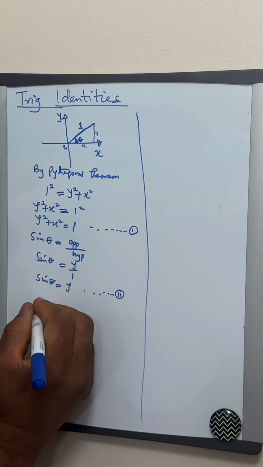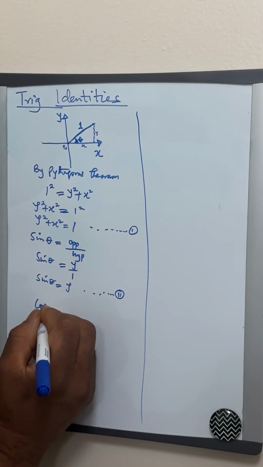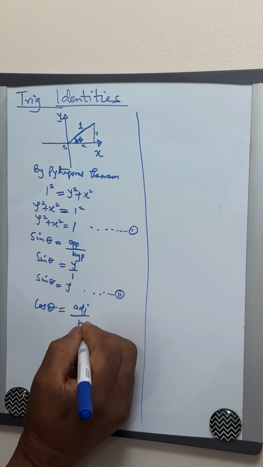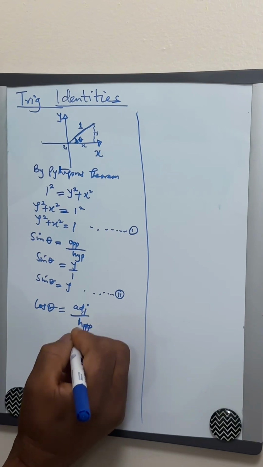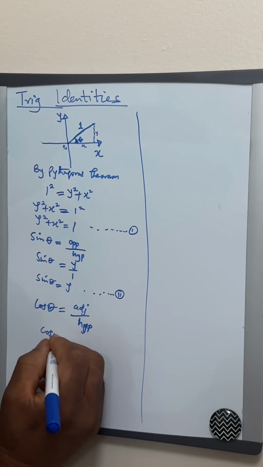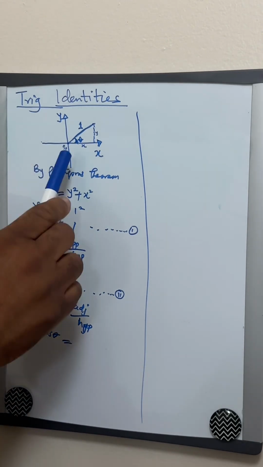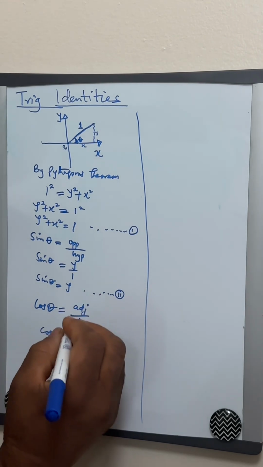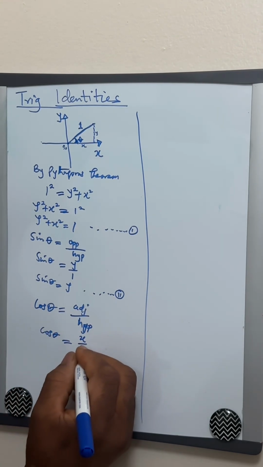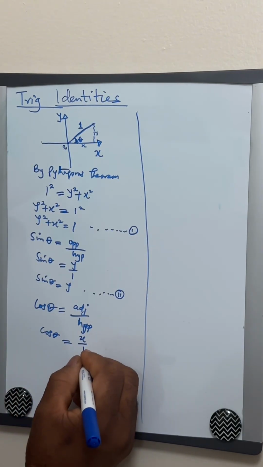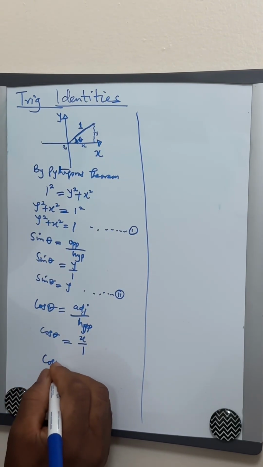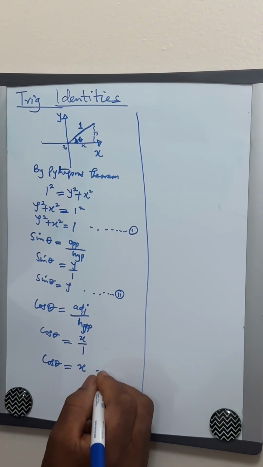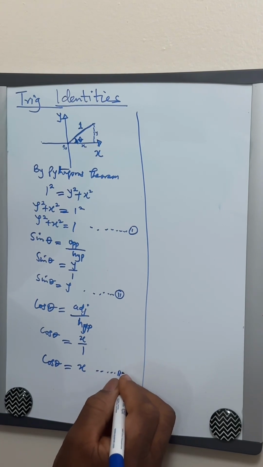Likewise, our cos theta from the diagram is equal to adjacent over hypotenuse. So our cos theta here is equal to the adjacent side, which is the side lying horizontally, the base of the angle, x, over the hypotenuse, which is the unit length of 1. This will give us that cos theta is equal to x over 1, which is x. We call this equation 3.